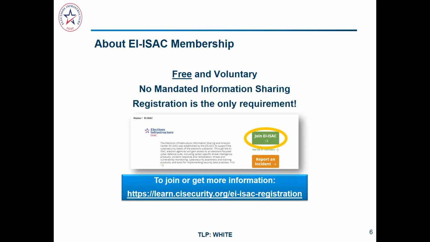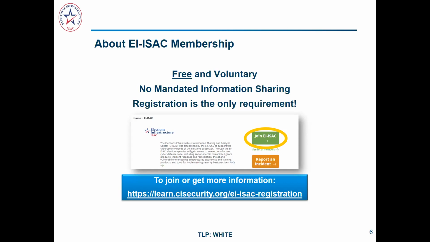And so registration is easy. You can go to the link here in the blue box, learn.cisecurity.org/EI-ISAC registration, or you can Google for the Elections ISAC homepage, and there's a big green box there on our homepage that says Join EI-ISAC, and that will take you to the same place.